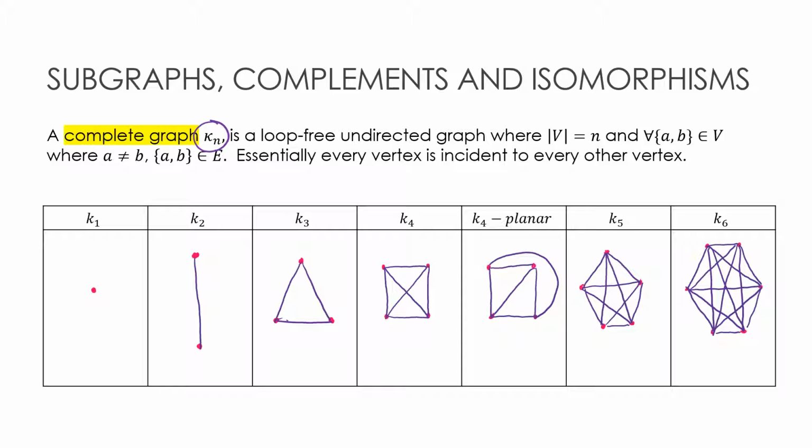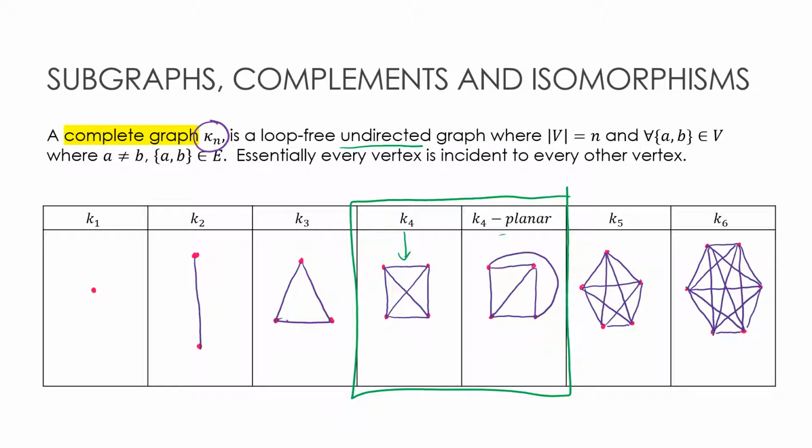So K sub n, if it's K1, that's a complete graph with one vertex, whereas K3 is a complete graph with 3 vertices, etc. The important thing here is first that it's undirected, and also that each vertex is connected directly to each other vertex. So I've given you the examples up through K6, and I do want to point out that I've given you 2 examples for K4.